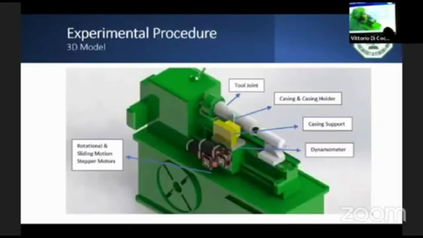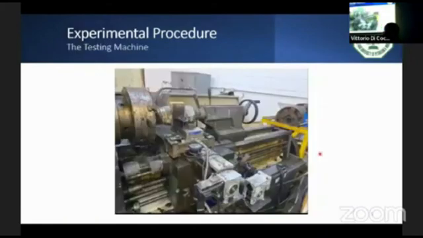For our test, we took a lathe machine and modified it by inserting two stepper motors with a coupled gearbox to control the contact load and the sliding motion, as we can see here. We also inserted a tool joint from the field. We have a casing which has been cut by 60 degrees and installed on a casing support and holder on a dynamometer so we can calculate all of the forces. In this figure, you can see our machine, taken directly after testing.